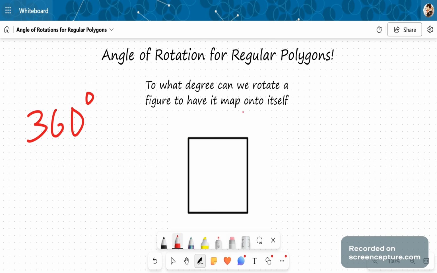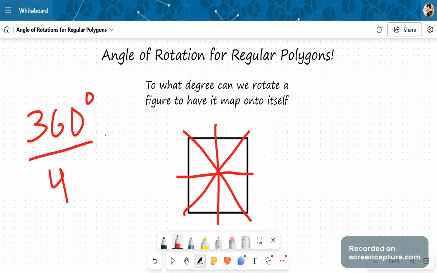In order to find out what degree we can rotate the figure to, other than 360 degrees, all you have to do is count the number of lines of symmetry it has. So here, a square has 4 lines of symmetry: 1, 2, 3, 4. And you take 360 degrees and divide it by 4, and that equals 90 degrees. So if you rotate this figure 90 degrees, it will look exactly the same as what you started with.